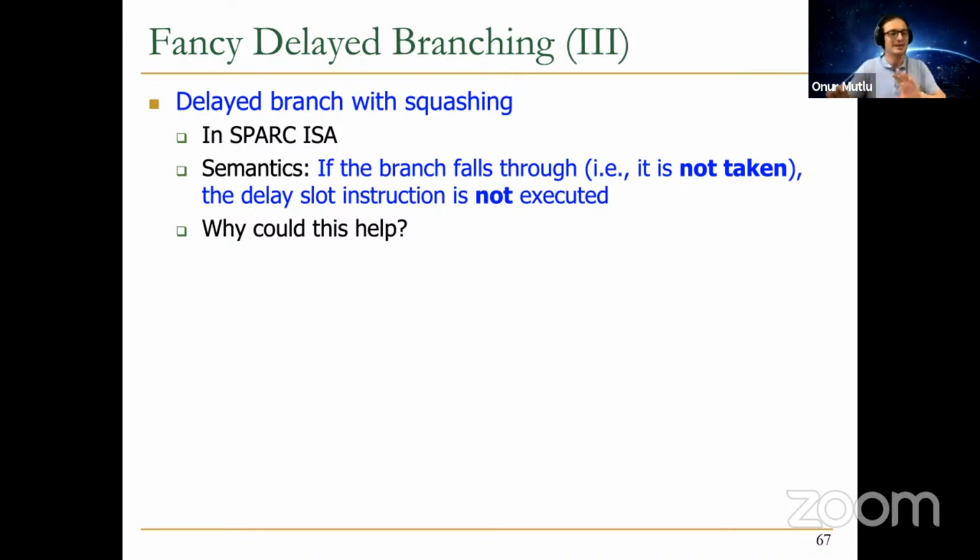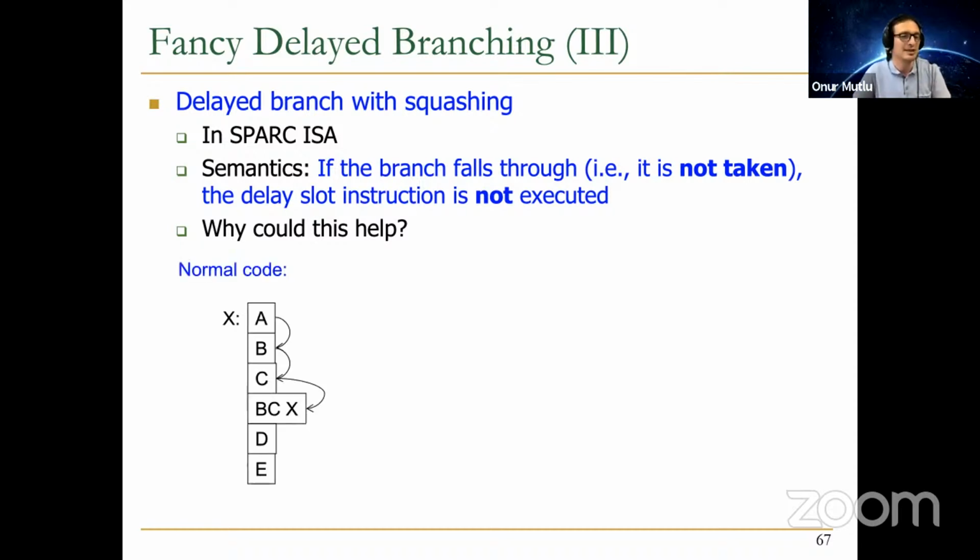Now, this is becoming a little bit more complex, right? Because now, based on some dynamic condition, a not-taken branch, you're essentially squashing, flushing, a delay slot instruction. So why did they introduce this? Why could this help? Let's take a look at this code where you could not fill the delay slot with an instruction before the branch. So A, B, C, branch conditional X. X is a loop. Now we're looping, right?